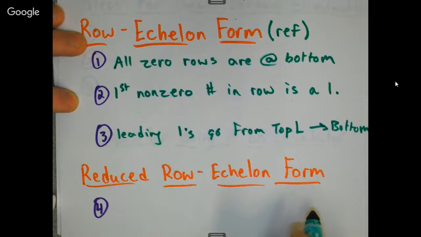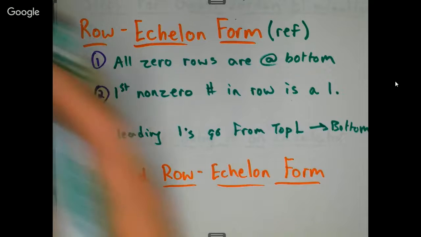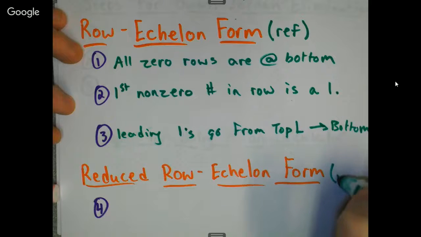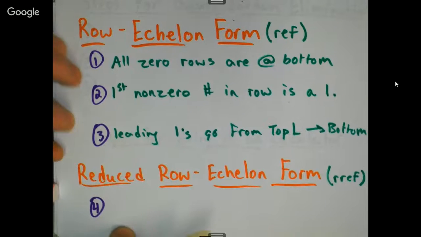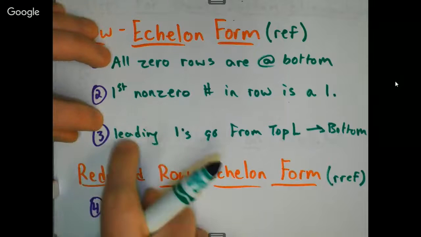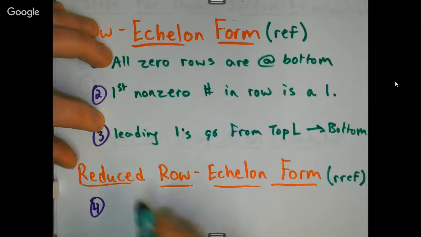Okay. They go from top left to bottom right. And I'll show you an example here in just a little bit. Now, to be in reduced row echelon form, which is our RREF, we have all 3 of these plus one more item. And that is that after your leading one, everything above and below that leading one is a 0.